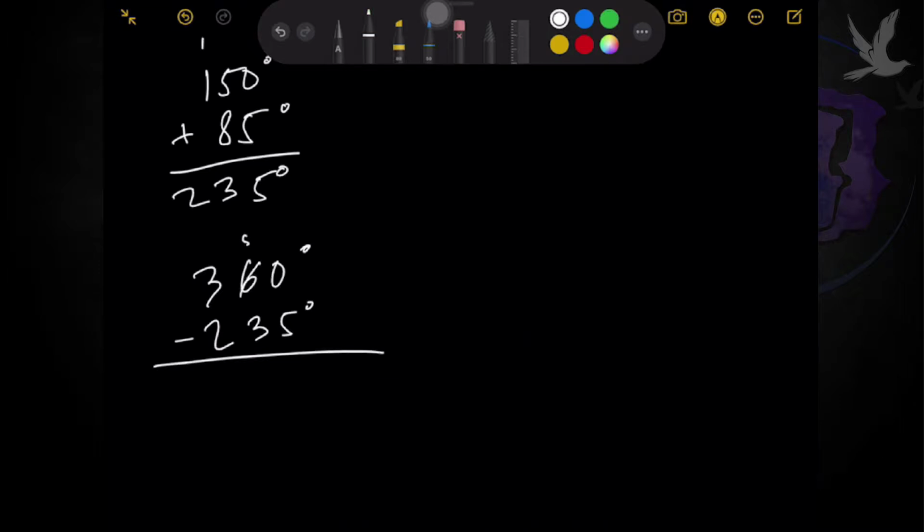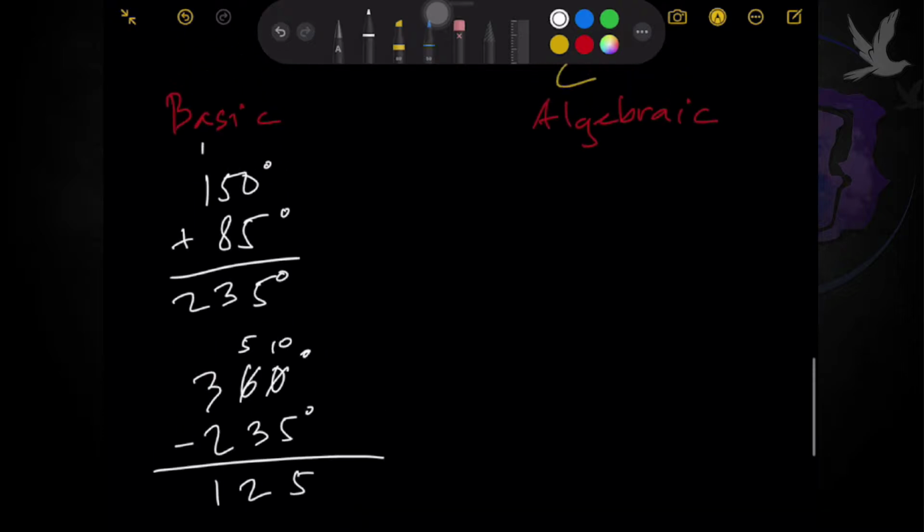So, borrow, we have 5. This will become 10. 10 minus 5 is 5. 5 minus 3 is 2. And 3 minus 2 is 1. Okay? So, that is how you do it.